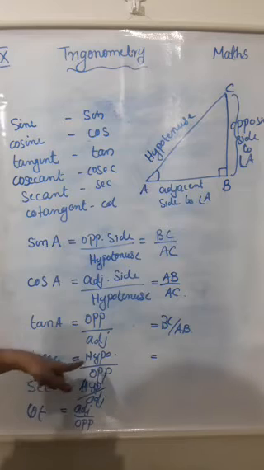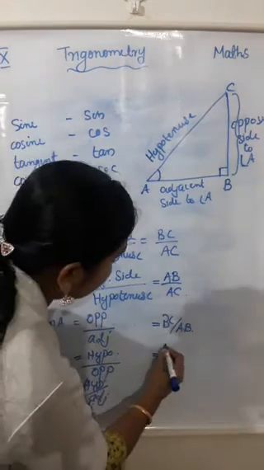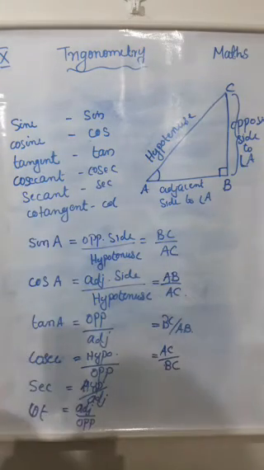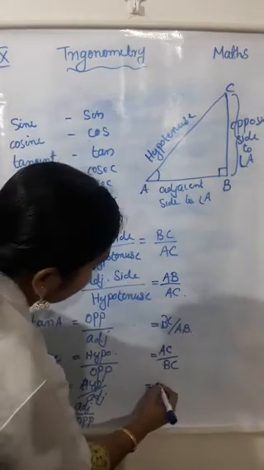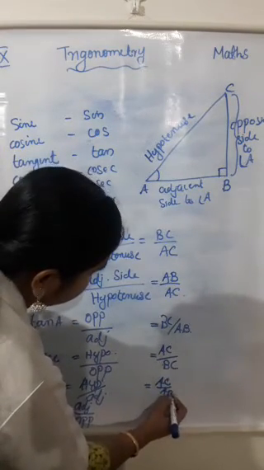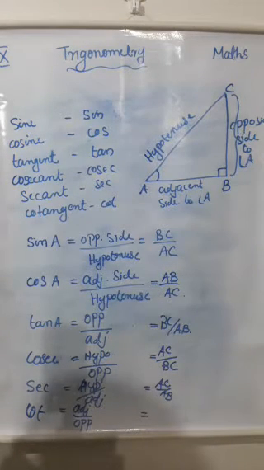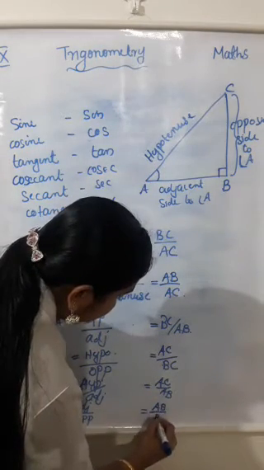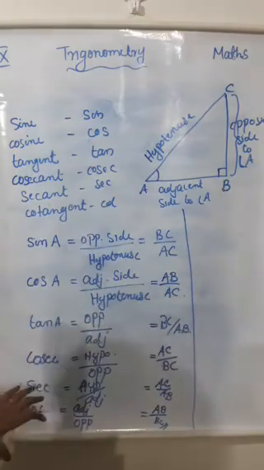Then next step, cosec. Cosec is equal to hypotenuse by opposite. Hypotenuse means AC, by opposite BC: AC by BC. Now sec. Sec is equal to hypotenuse by adjacent, AC by AB. Then last one, cot is equal to adjacent by opposite, AB by BC. Okay.